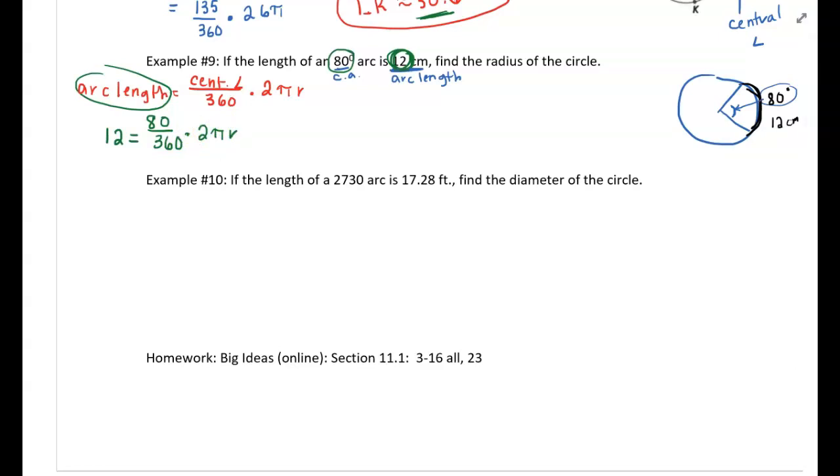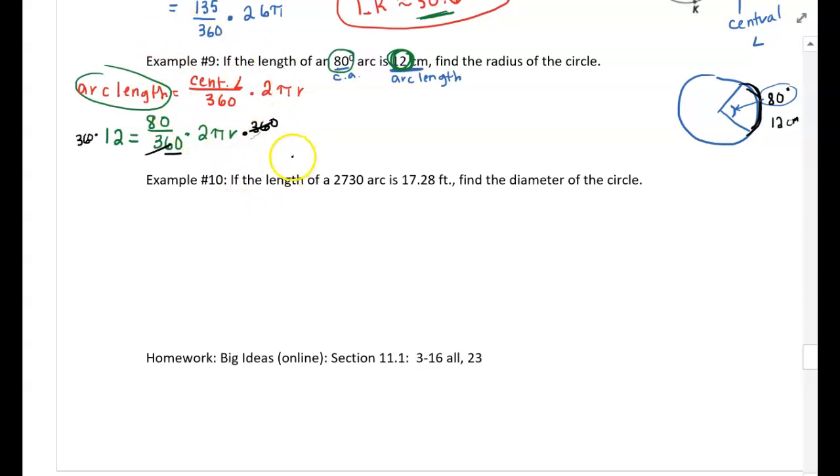Okay, so now we have this ugly problem, but we can use algebra to solve it. First thing I want to do, I always want to get rid of the fraction. To get rid of the fraction, you always multiply by the denominator, so we multiply by the 360. When we do that, these go away. So 360 times 12 gives me 4320.